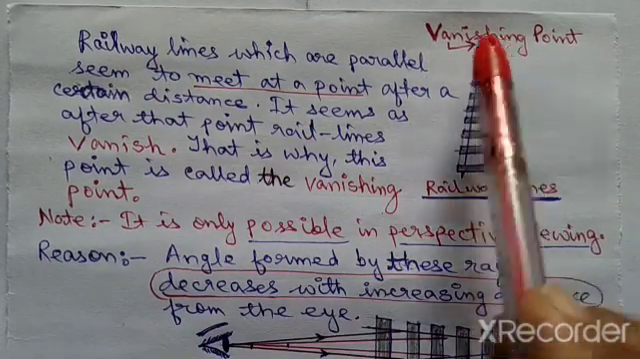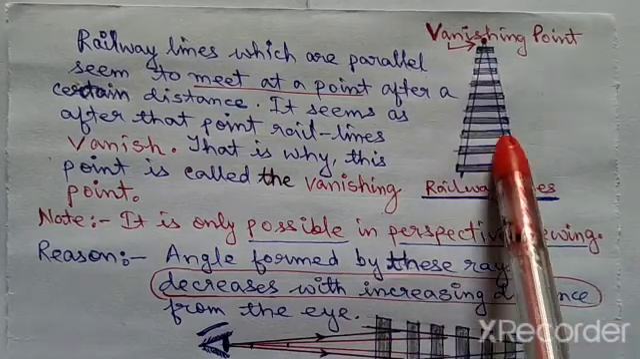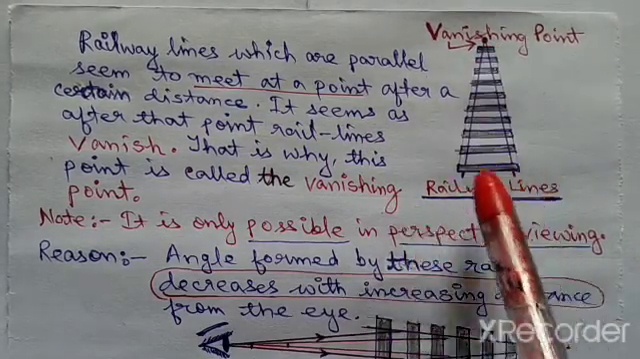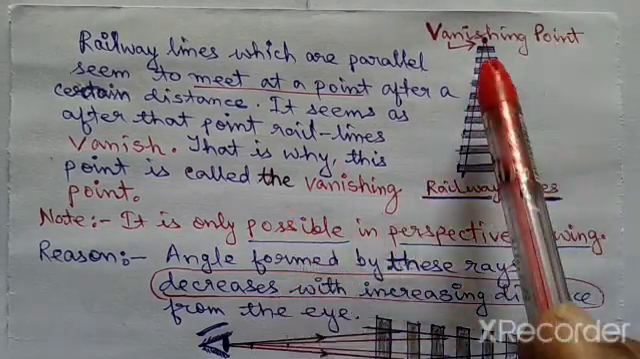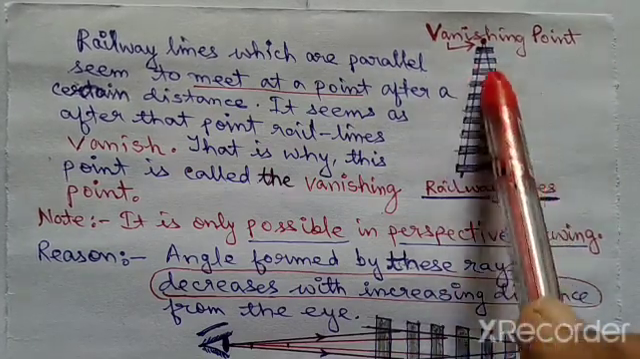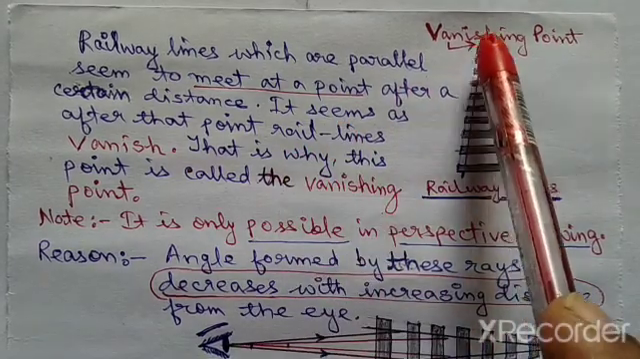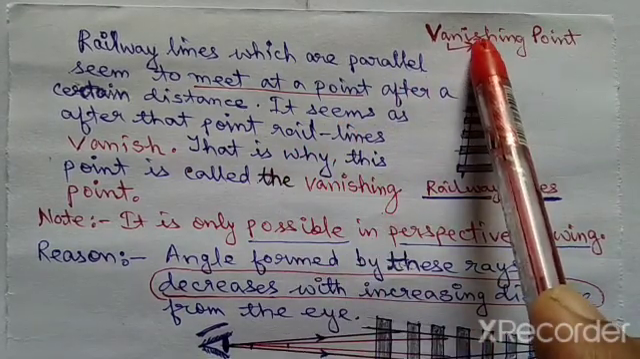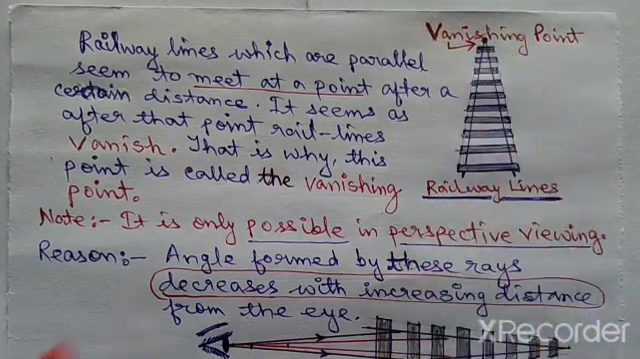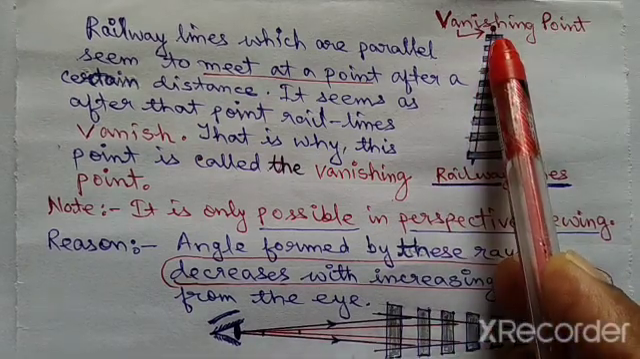It seems as if after that point the railway lines are vanishing, or you can say disappear. After this point you may say that these two lines have vanished. So children, that is why this point is called the vanishing point. See the words vanishing point. Understood, children? I hope you understood the meaning of vanishing point.